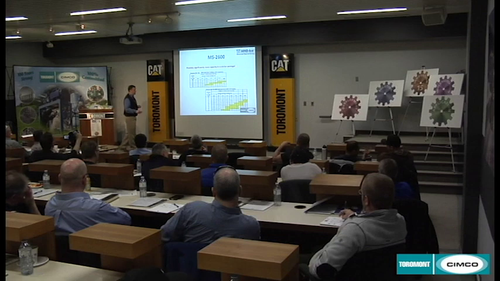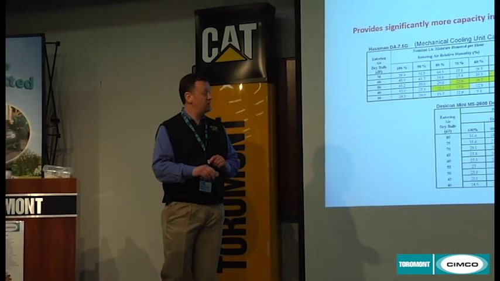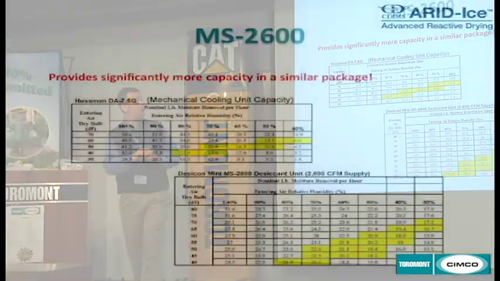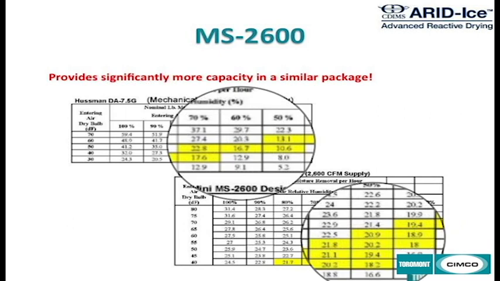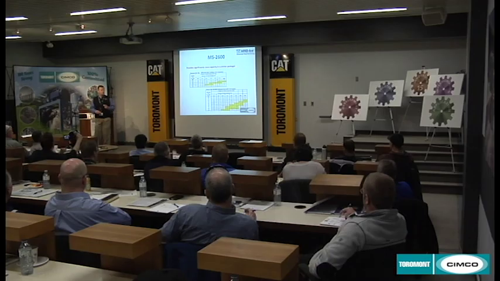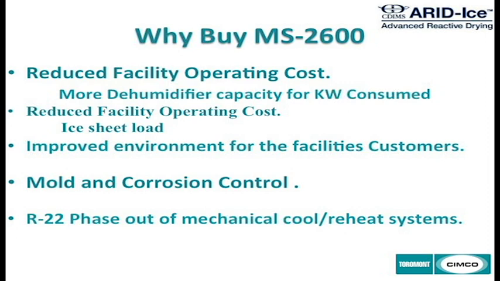I'm not sure if you can read this, and I apologize. I can provide this information for you later. But this is basically a capacity comparison between a mechanical system, in this case a Hussmann product, and the MS-2600. The highlighted yellow areas are your typical ice arena operating conditions. And if you plot the points, you're going to see that in most cases you're going to have 2, 3, and in some cases 4 times the capacity in the MS-2600 product that you would have in a mechanical system for the same amount of power consumption. So that translates to reduced operating costs. If you have 4 times the capacity and equal energy, you have 4 times the savings.